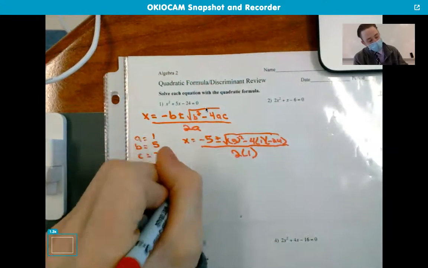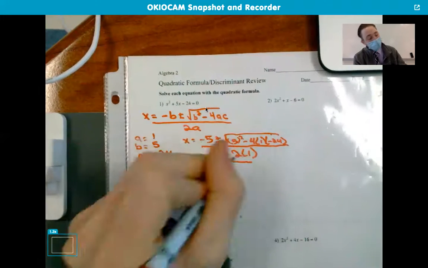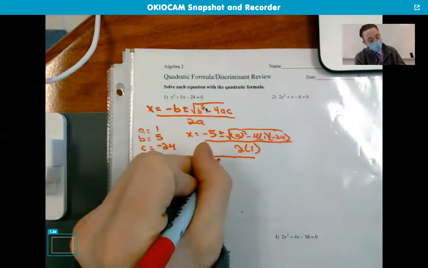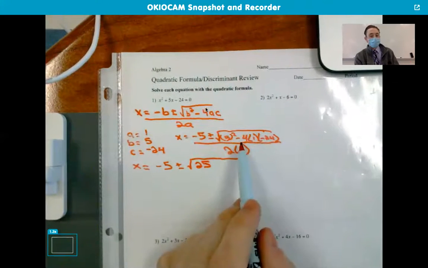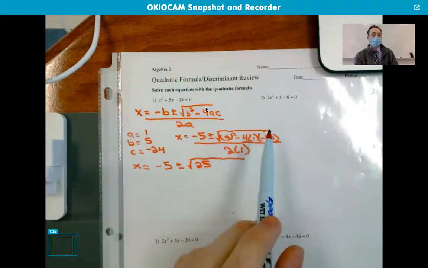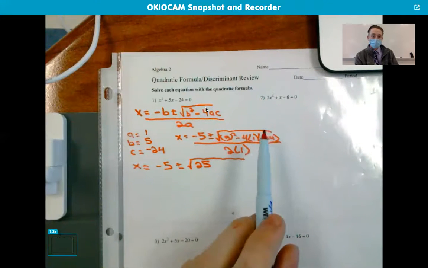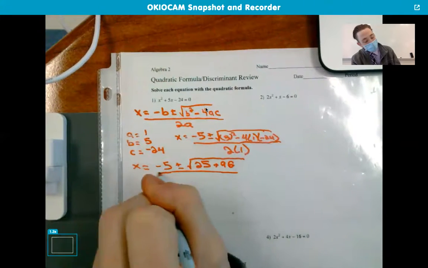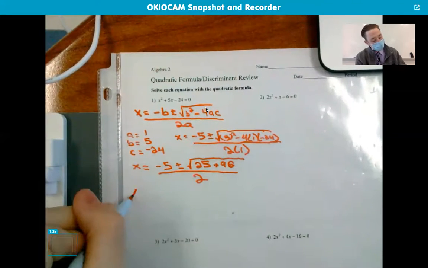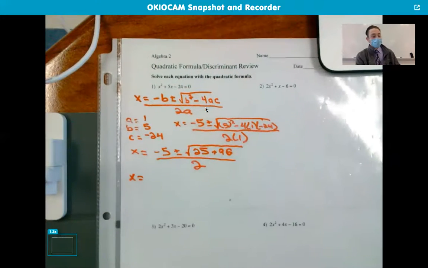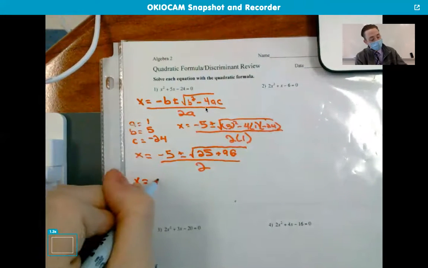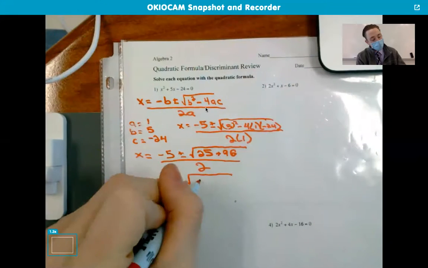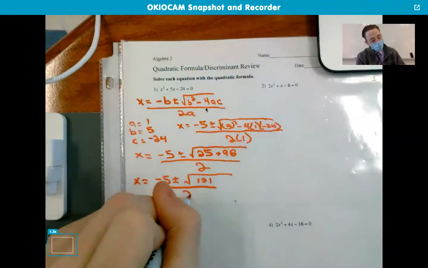This becomes negative 5 plus or minus. Inside my square root, what's 5 squared? 25, good. What's negative 4 times 1 times negative 24? Positive 96. Good. Nice job. Positive 96 all over 2. This gives me x equals negative 5 plus or minus the square root of, this turns into 121 over 2.